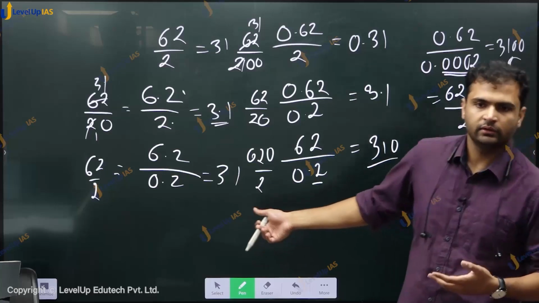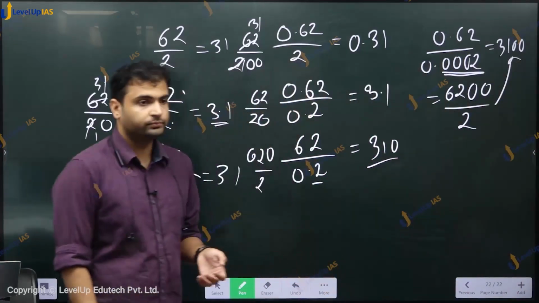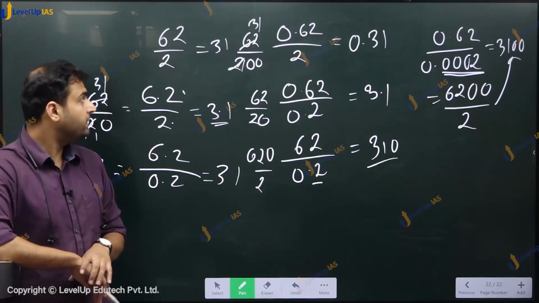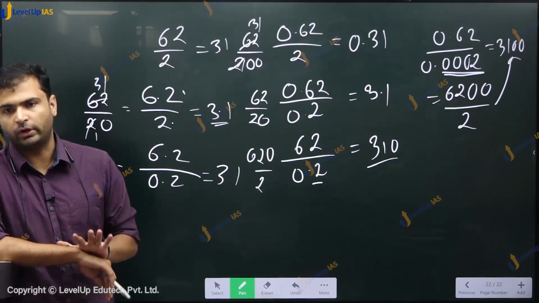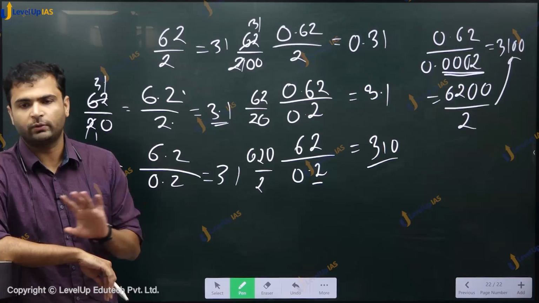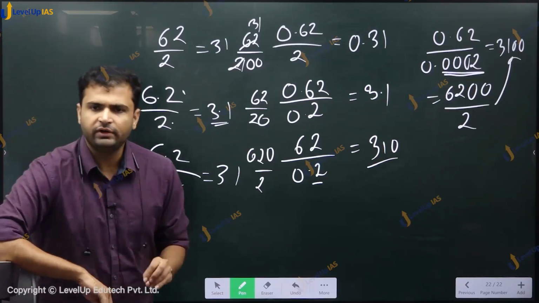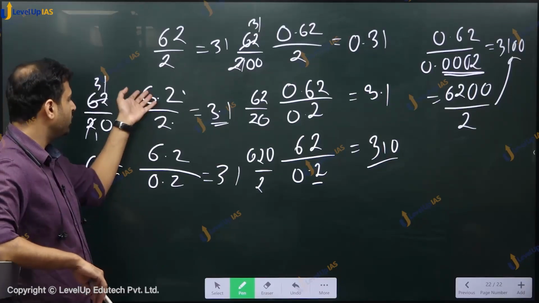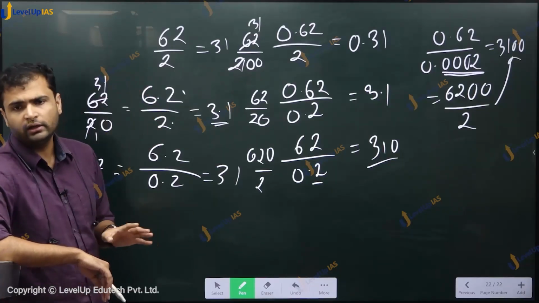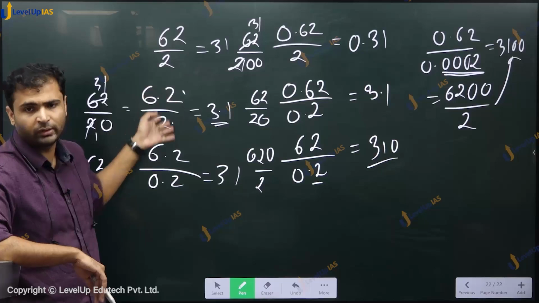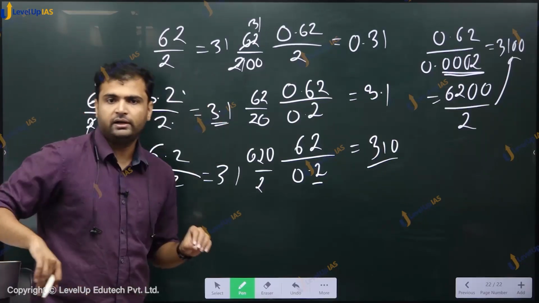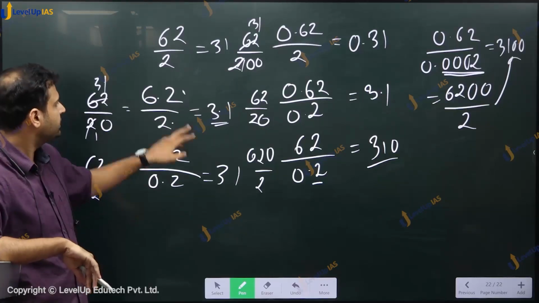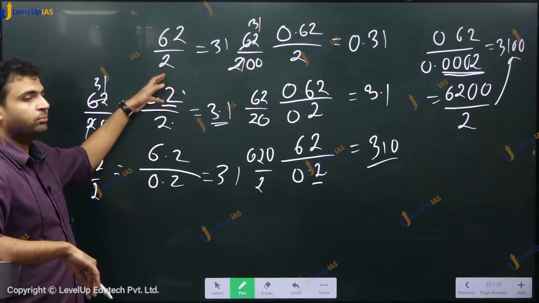That is the second thing. That is the working rule which we do. What we do in the working rule is we forget that there is a decimal point. We don't care about the decimal point. And we divide as if there is no decimal point. So like 6.2 divided by 2, we forget that there is a decimal point. We just divide 62 by 2. We get 31.